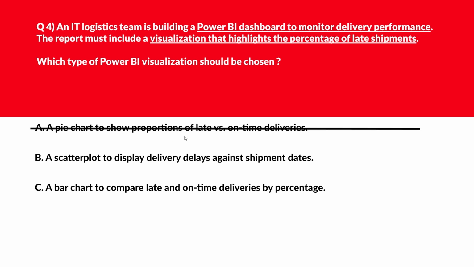Incorrect. Option B, scatter plot is meant for correlation analysis, not categorical percentage visualization. We will eliminate it. Option C says a bar chart to compare late and on-time deliveries by percentage. Bar chart clearly compares categories and highlights the percentage of late orders in a straightforward way. Let's lock option C as the right answer.